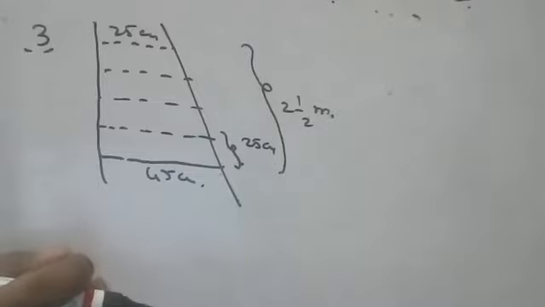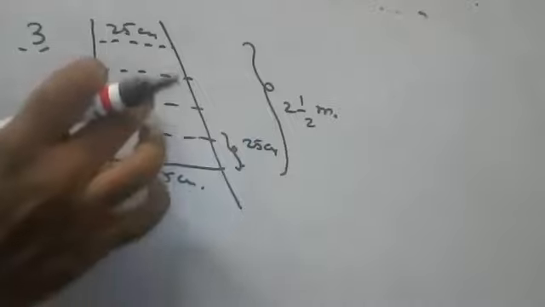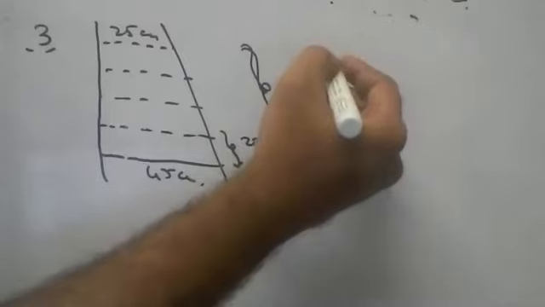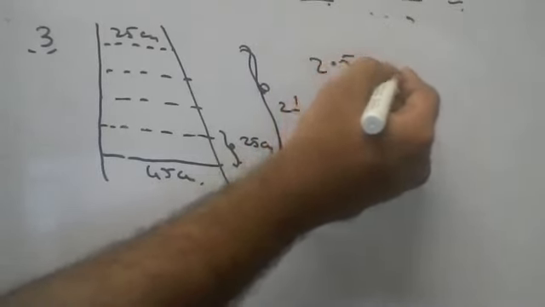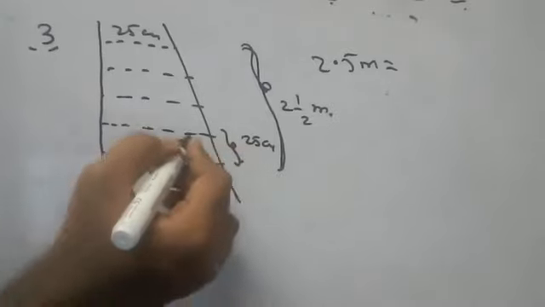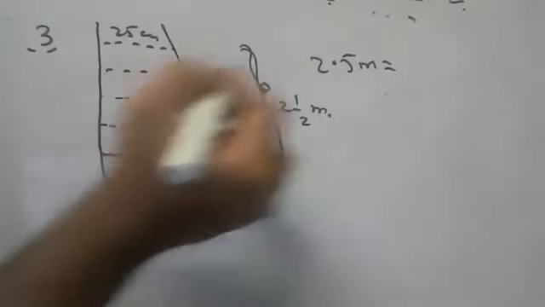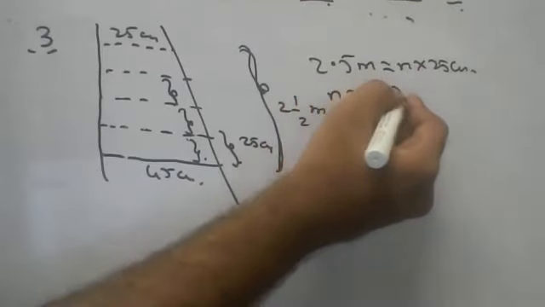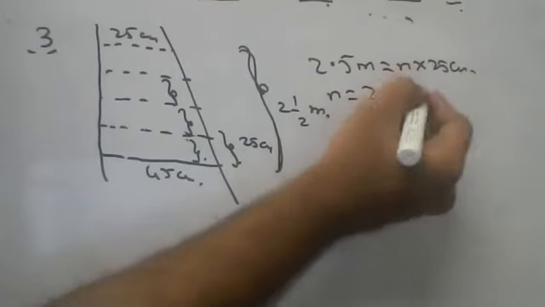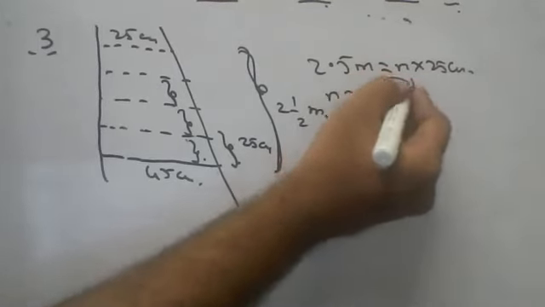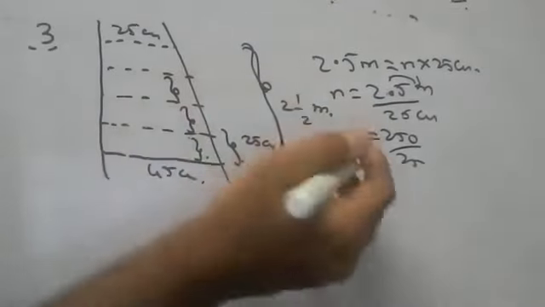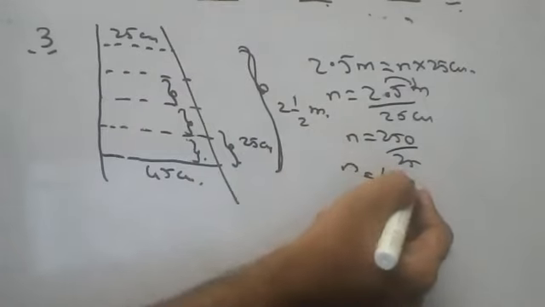They ask. First, we should know how many steps are there. Rungs. How many steps are there? First we'll find out the gaps. So the total distance is 2.5 meters. In 2.5 meters, how many 25 centimeters are there? So n = 2.5/25. This is meters, this is centimeters. Meters to centimeters, multiply by 100, children. 250/25. Okay, children. So n = 10 gaps are there.